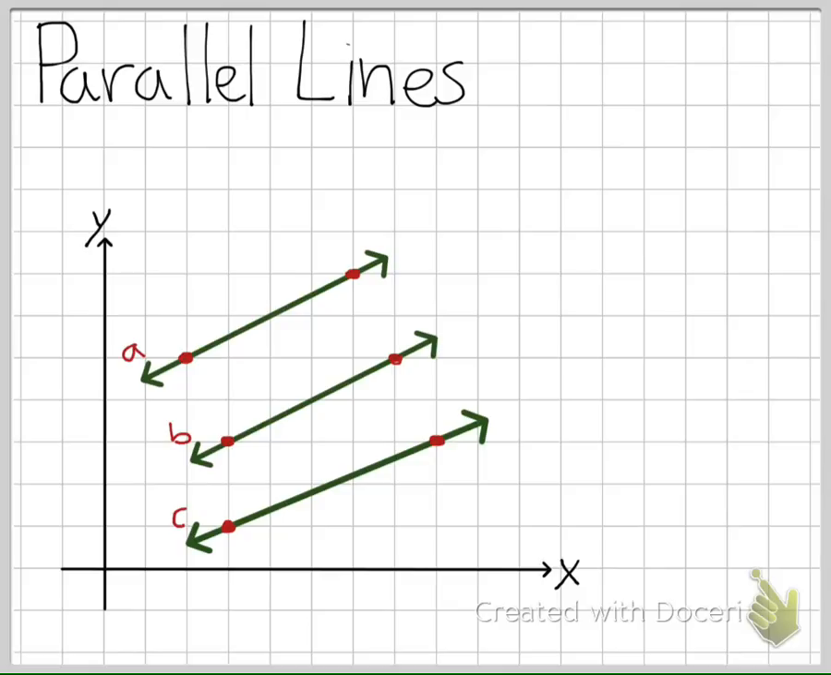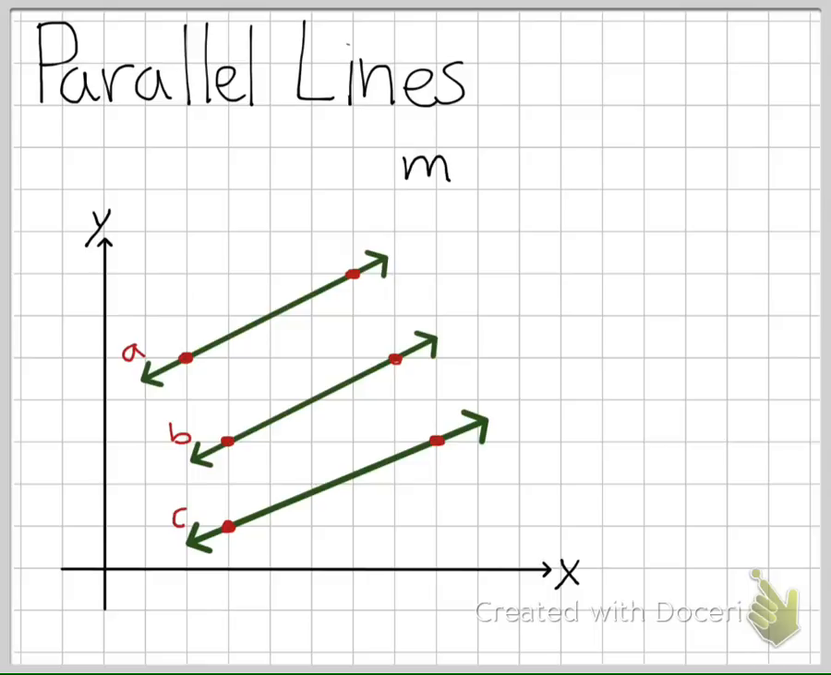have the same slope. So we have three lines here, A, B, and C. If we take a look at the slope for each of those lines, we can then determine if the lines are in fact parallel and if they will or will not ever intersect. So let's first take a look at line A.